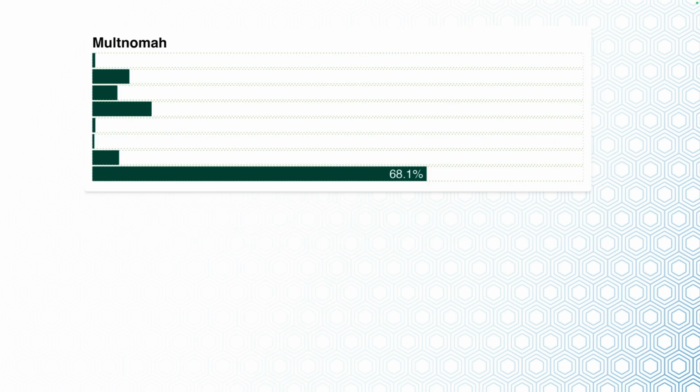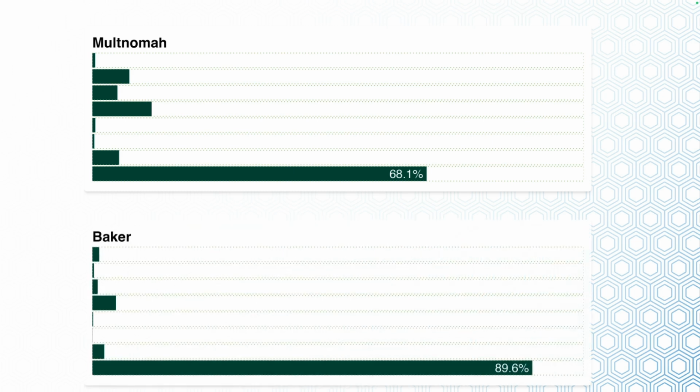So when I run this for Multnomah County, you can see we get that on the outside. And then also for Baker, we get that. And you can see that now the largest bar, that white bar, goes up to the size that you would expect it to.